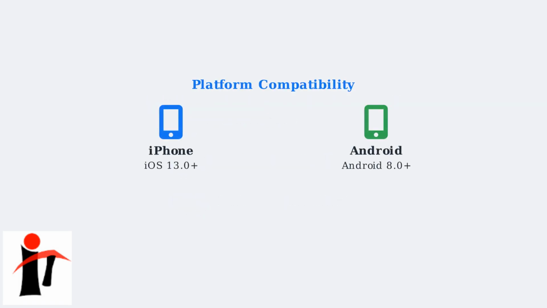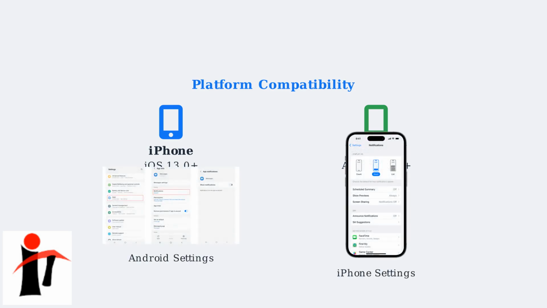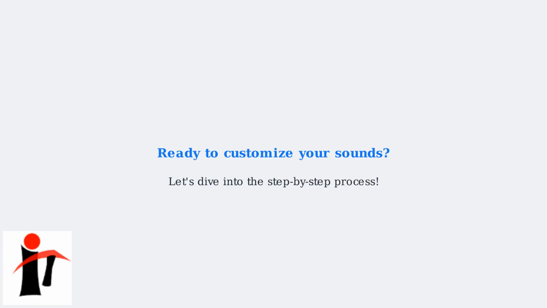As of August 2025, both iPhone and Android devices offer straightforward methods to customize these notification sounds. The process works on iOS 13.0 and later, as well as Android 8.0 and above. Both platforms provide intuitive settings interfaces that make the customization process simple and accessible. You can access these settings either through the Messenger app itself or through your device's system settings. The process is straightforward and user-friendly on both platforms.